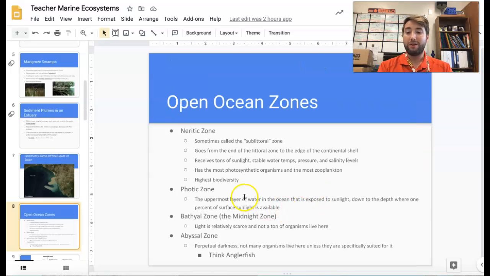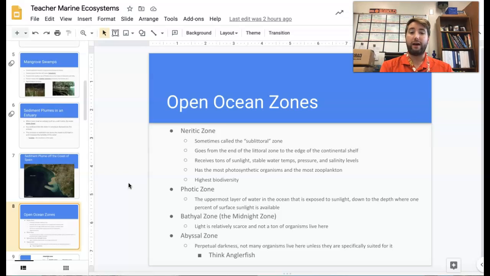Alright, so let's talk about some open ocean zones. So again, the open ocean is going to be the largest portion of the ocean. Alright, so the neritic zone is sometimes called the sublittoral zone. It goes from the end of the littoral zone to the edge of the continental shelf. So the continental shelf, if you didn't know this already, after you get a certain number of miles off the coast, the ocean floor drops off dramatically, and it gets really, really deep really quickly. And I'll show you a picture here in a second. And that's the continental shelf. Right where it starts to get really deep, that's going to be the continental shelf.